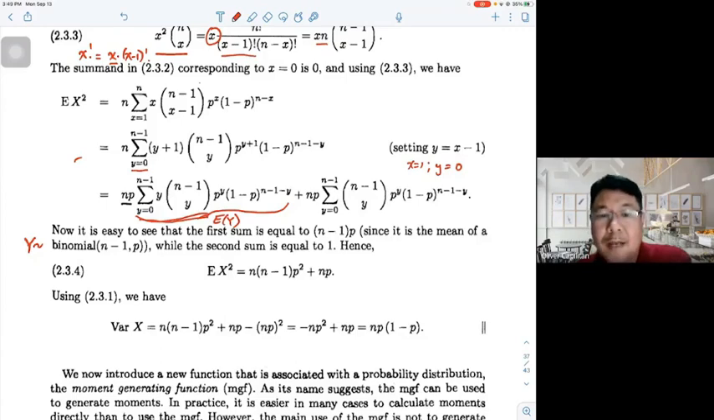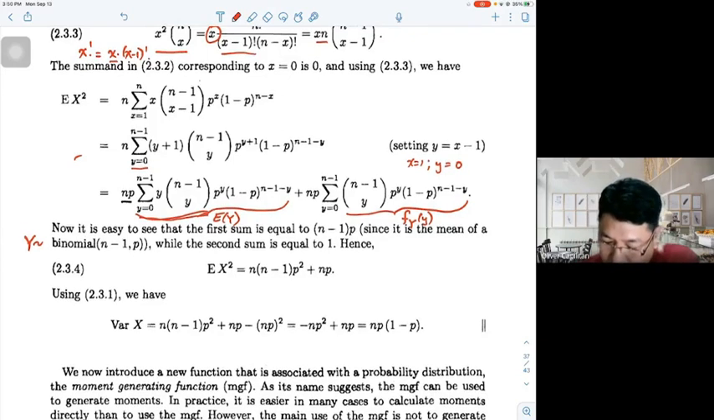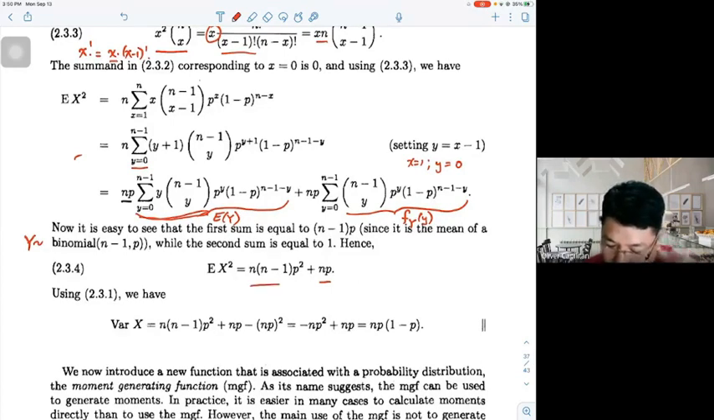While the second term, if this is the probability mass function of y, that means the summation over all the support of y, based on the property of our probability mass function, will be equal to 1. So the second term will be just equal to n. So this first term will be equal to this expression.